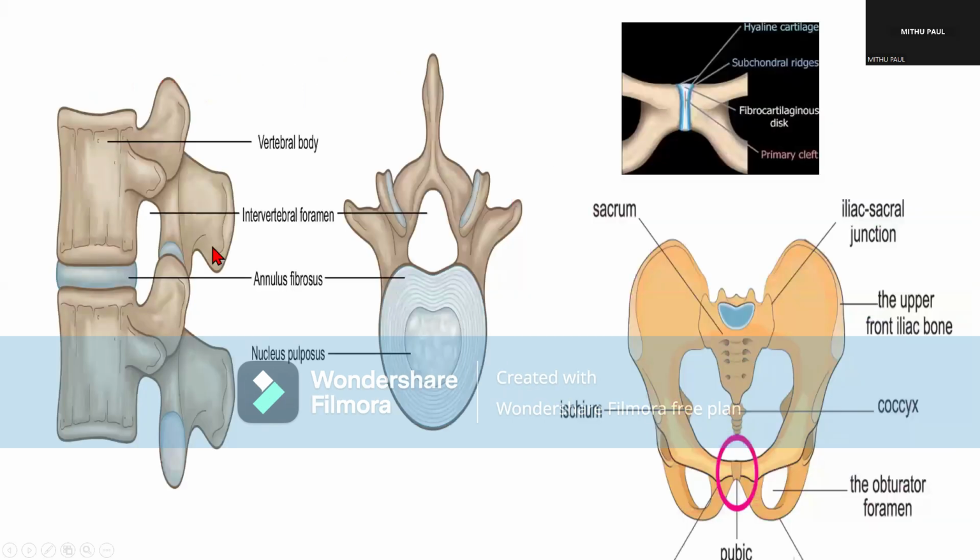Now the fibrocartilages are found in between the two vertebrae. This is the zone of the intervertebral disc. The intervertebral disc is present inside our vertebral column. So this is one very important site.